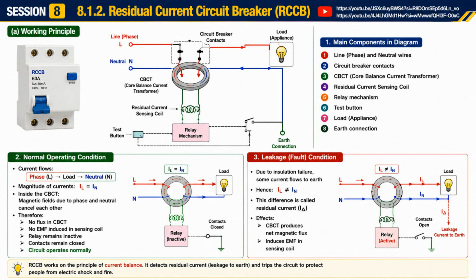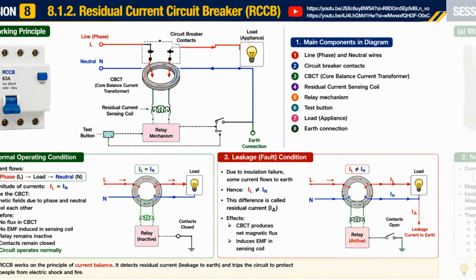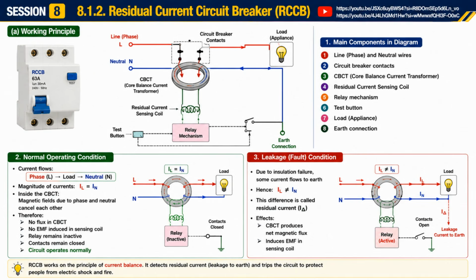2. Main components. Phase L and neutral N wires. Circuit breaker contacts. CBCT, core balance current transformer. Residual current sensing coil. Relay mechanism. Test button. Load. Appliance. Earth connection. 3. Normal operating condition.